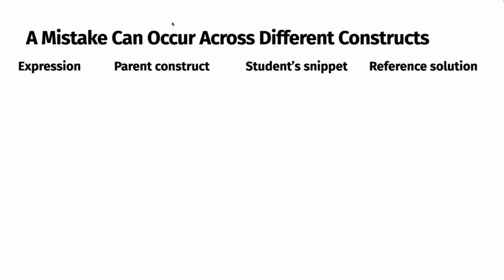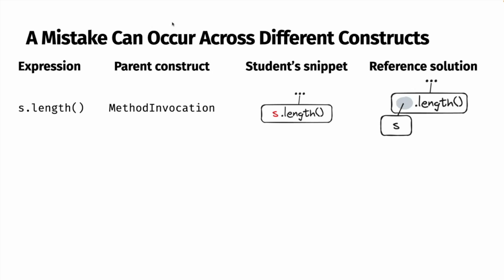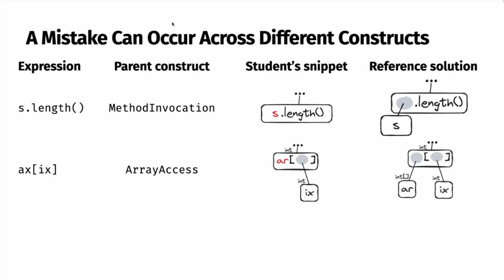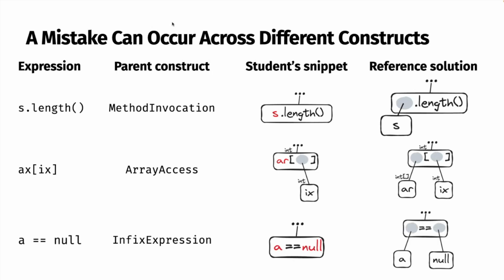So as I anticipated before, a mistake can occur across different constructs. So going back to the example I've shown before, we had the variable which was inlined into a method invocation, but the same mistake can happen also, for example, here in an array access or here in an infix expression.